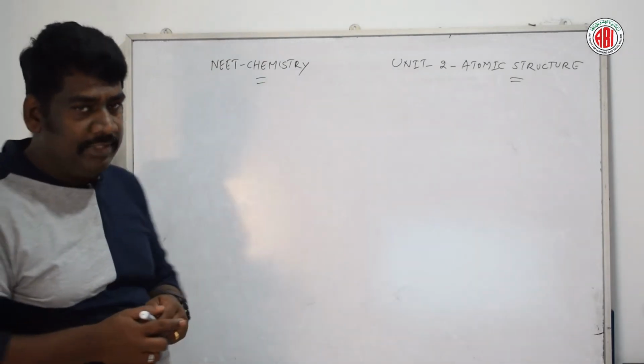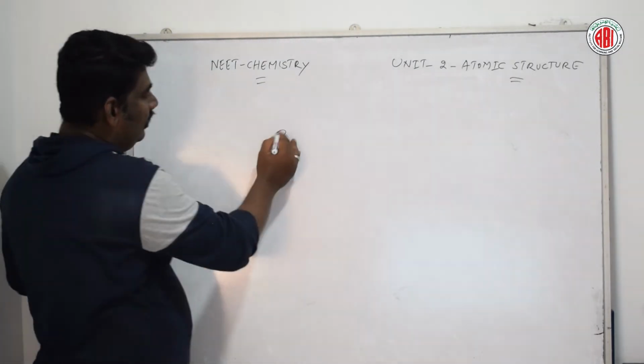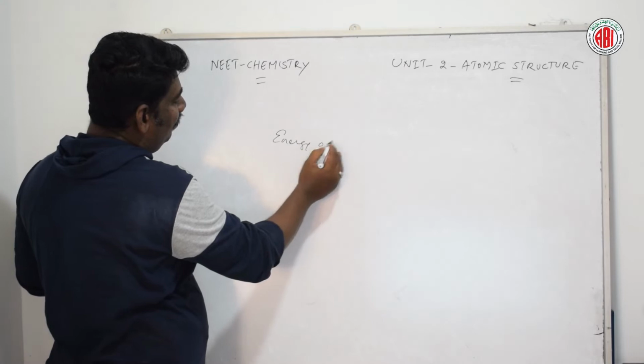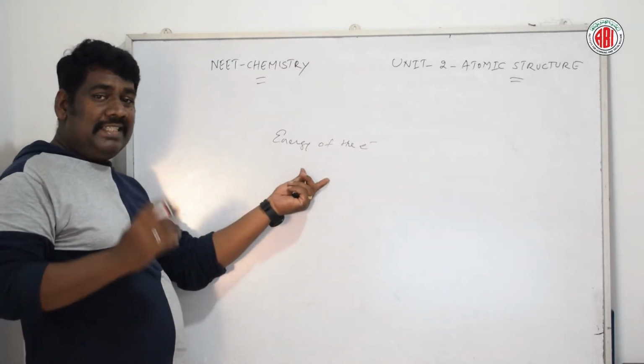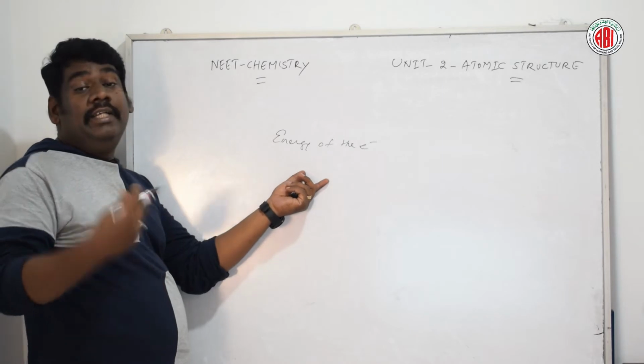According to this question, you see the energy of the electron. The energy of the electron in the second orbit of the Li²⁺ ion.